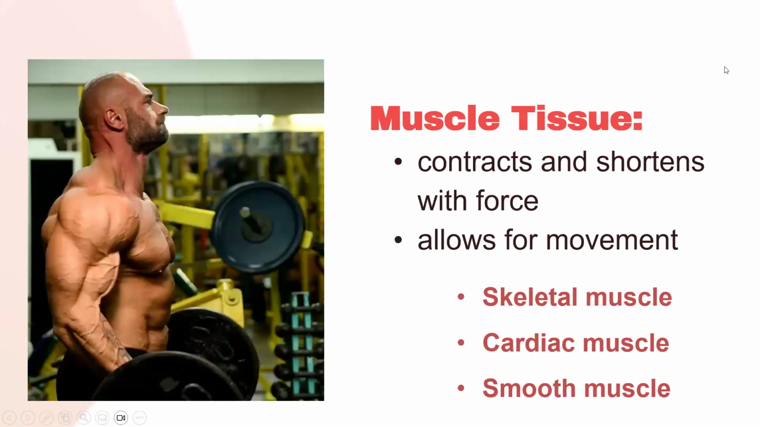All right, so muscle tissue's job is to contract and shorten with force, and this allows movement in different ways. So we have skeletal muscle. So of course, our bodybuilder here is moving the weight with the skeletal muscle. We have cardiac muscle found in the heart, and then we have smooth muscle found in places like the respiratory system, our blood vessels, and the digestive system.